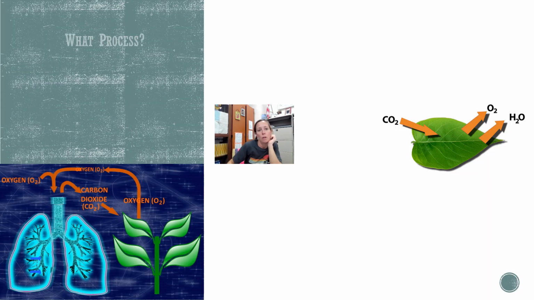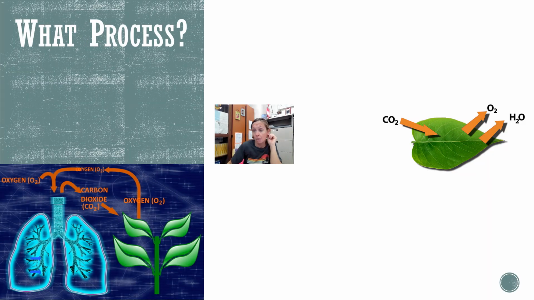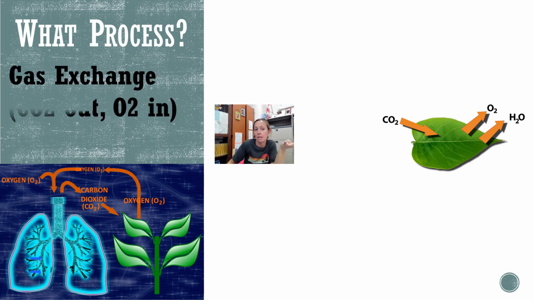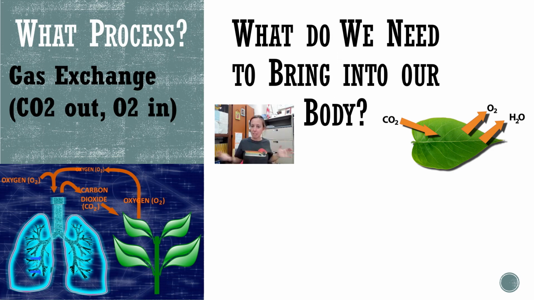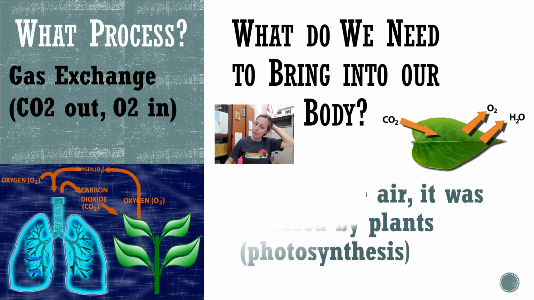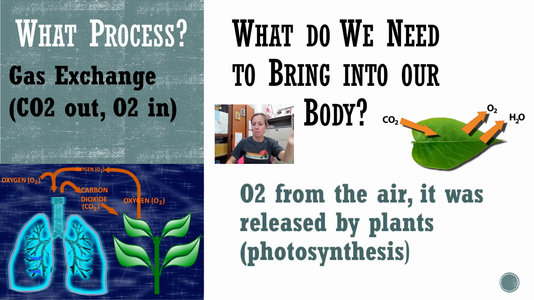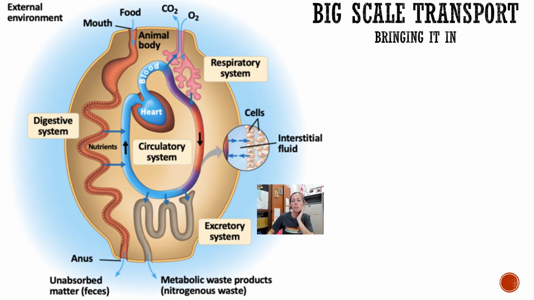So what we're looking at is what process are we talking about? Remember, we had the big four processes that organisms use to stay alive. So which one? And now we're talking about gas exchange. All right, so this is going to be carbon dioxide out, oxygen in. And then what do we need to bring into our bodies? Because that's what we talked about last week. So for this to happen, we need to bring in oxygen from the air, and it was released by plants during photosynthesis.